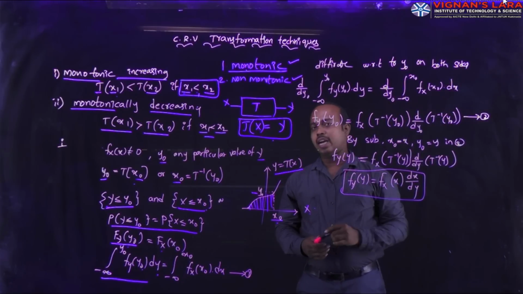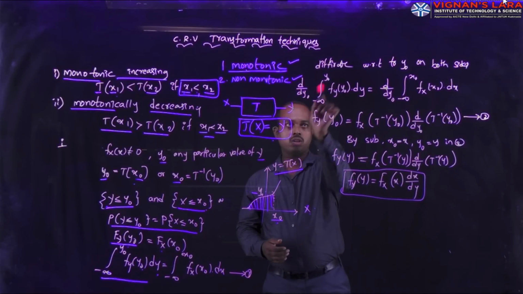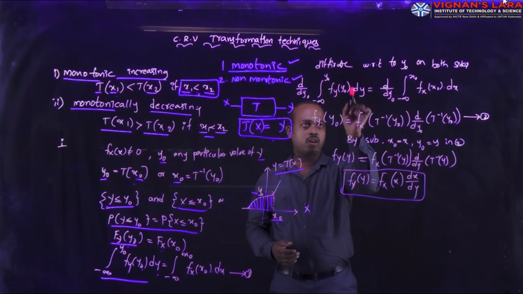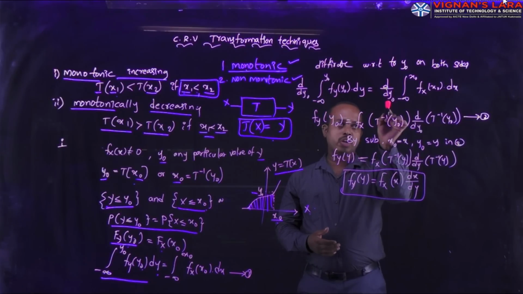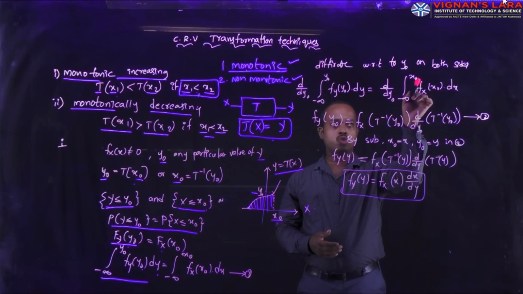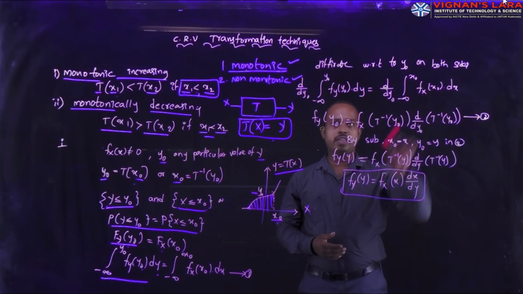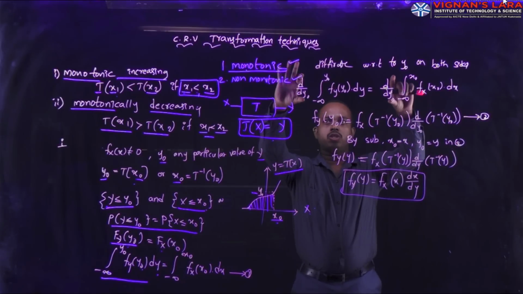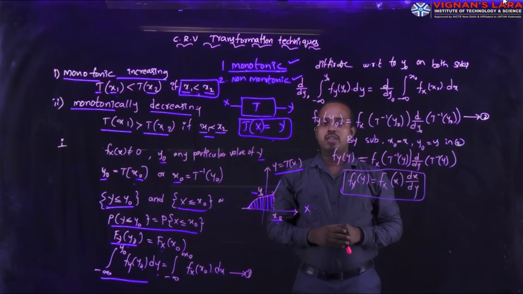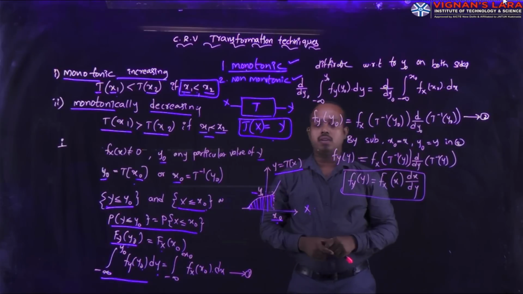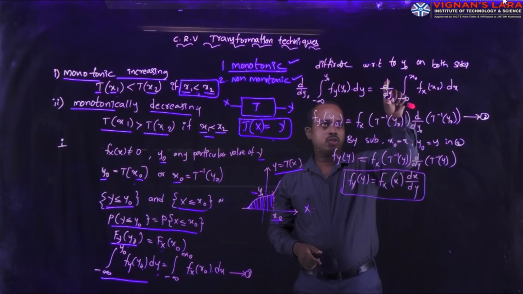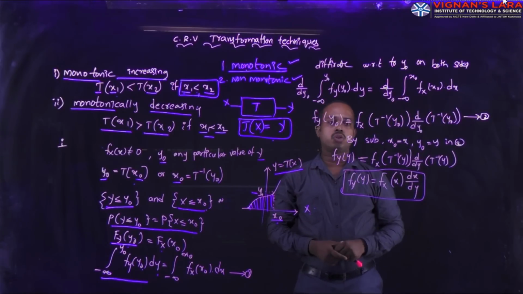Based on this point, I just add d by dy naught of the integral from minus infinity to y naught of f_Y of y naught into dy is equal to d by dy naught of the integral from minus infinity to x naught of f_X of x naught into dx. Here these two terms represent the derivative with respect to y naught. Now we can simplify these terms. Here the differentiation and integration both cancel. Here also the differentiation and integration both cancel.